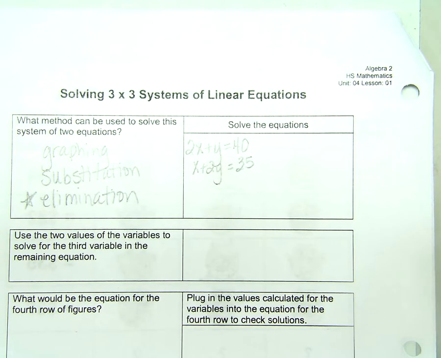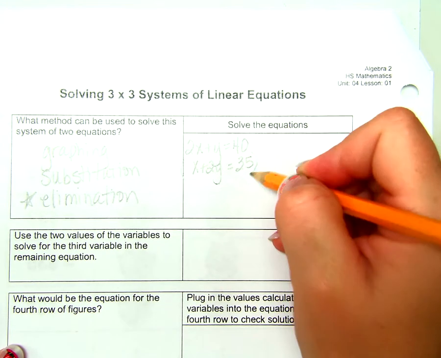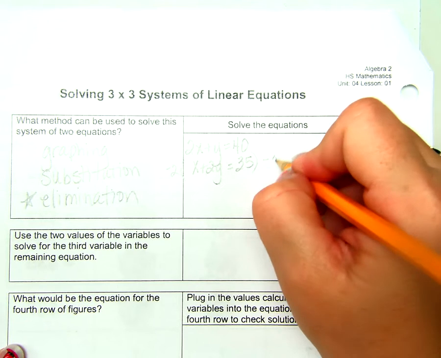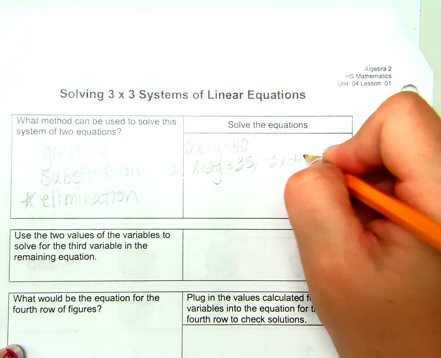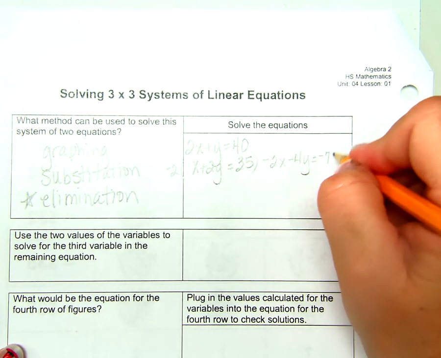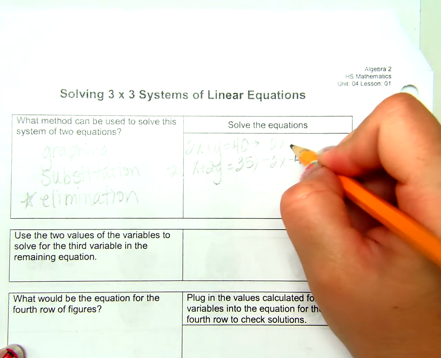Which variable should we eliminate? Number 1, doesn't matter. Okay, so we're going to go with x because that's what I heard first. How are we going to eliminate x? If I multiply the whole bottom equation by negative 2, I will get negative 2x minus 4y equals negative 70. Now, I'm going to rewrite this equation here.